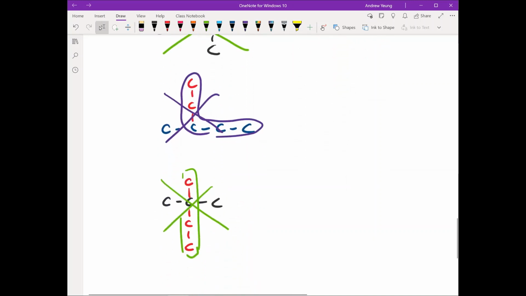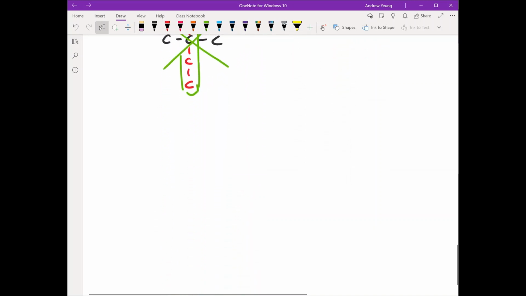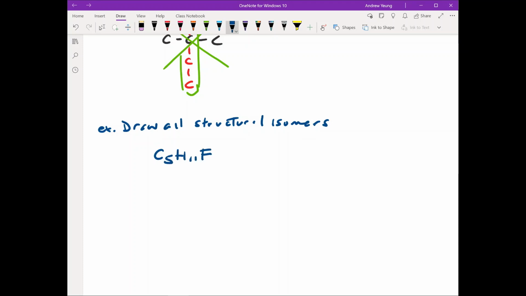All right, we'll do one last example here. So far, we've just been playing around with alkyl branches, methyl branches, ethyl branches, things like that. What if the question said, draw all the structural isomers? Draw all the possibilities, and they're just going to give you, let's say, C5H11, and let's just sub on a fluorine group. Okay, so another possibility for a halide here.